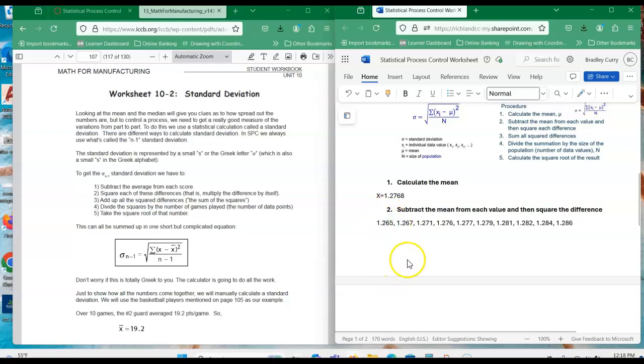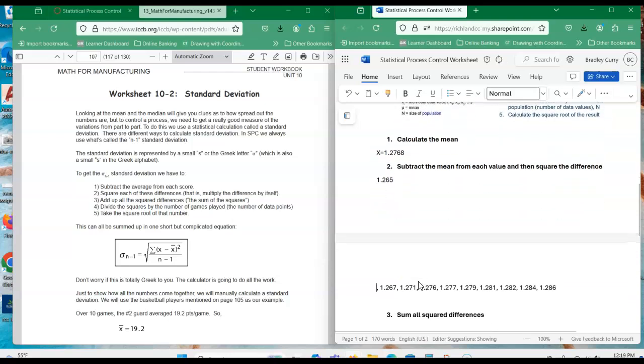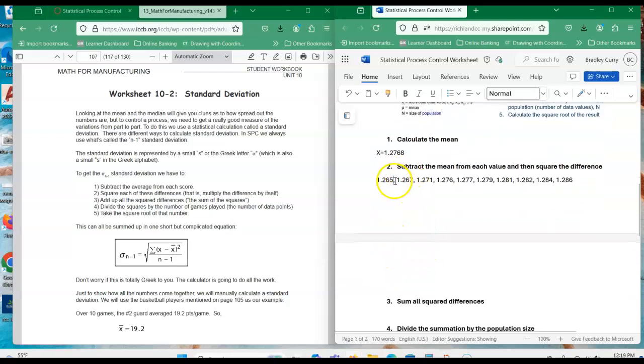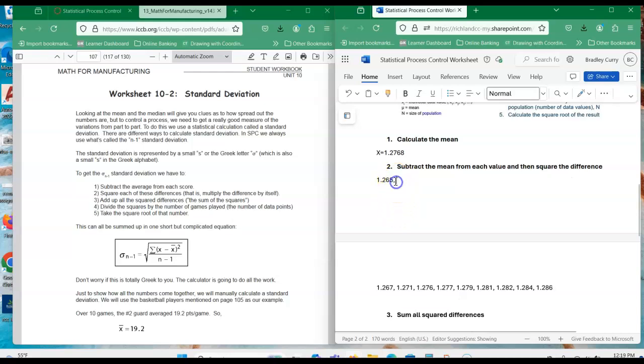So let me go ahead and get this broken up here. So let's go ahead and place this here. So as I take a look at this, we're going to say 1.27 minus 1.2768 and then come up with the equals here. So let's go ahead and do this.